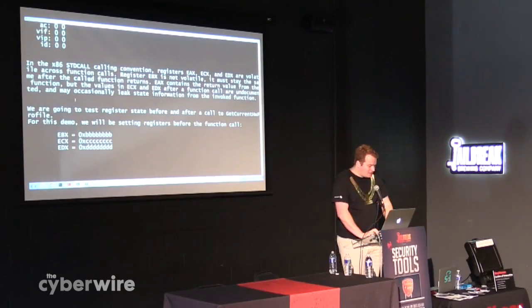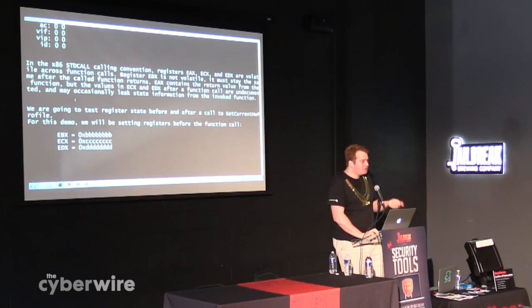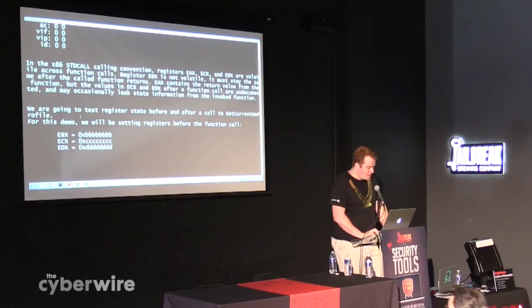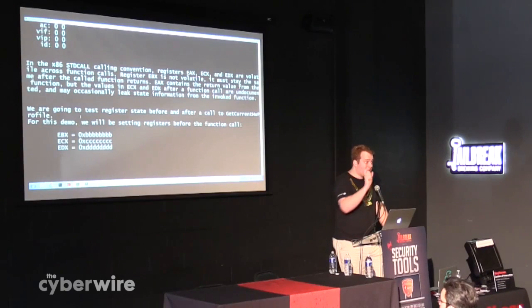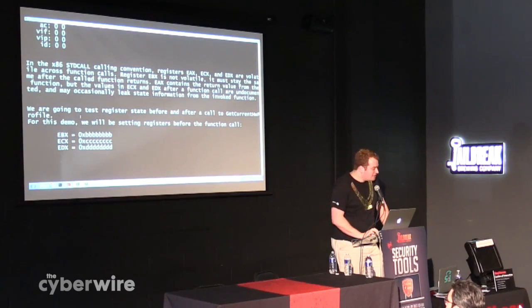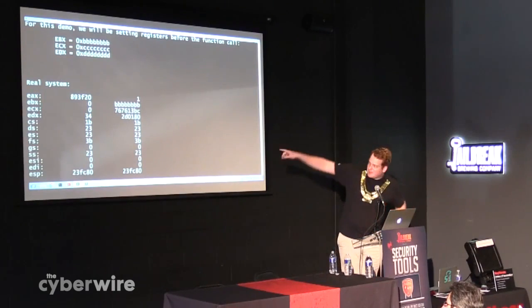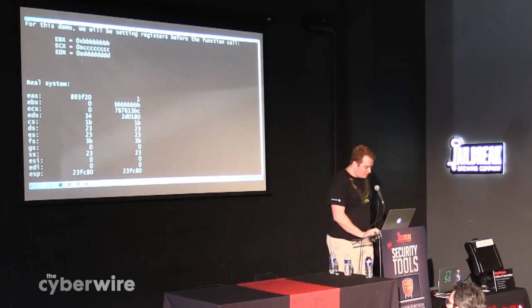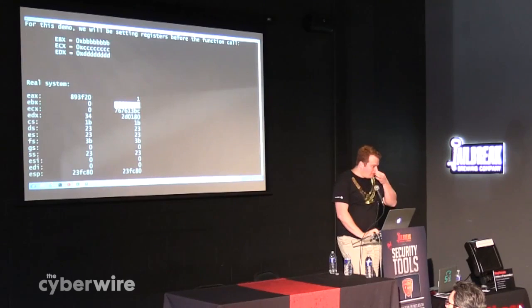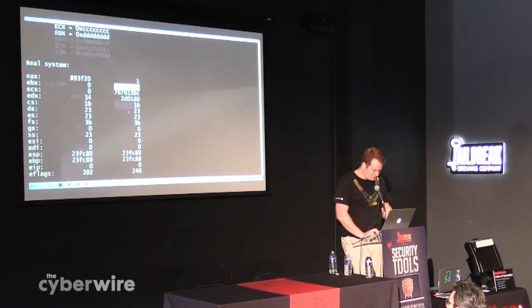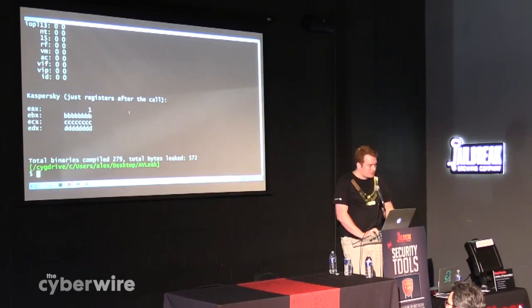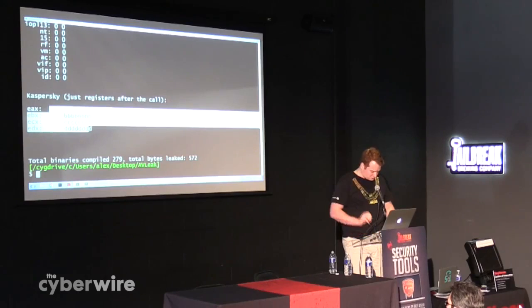Now, another one in the x86 standard call convention, the EAX register has the return value from a call. EBX is not volatile. It has to stay the same before and after a function call. And ECX and EDX are allowed to be smashed, so generally they are. In a real system, if we set EBX, ECX, and EDX to BBB, CCC, and DDD, you'll notice EBX is left BBB after the call, EDX and ECX are smashed. But in Kaspersky, here in the interest of time, we just show the registers after the call. EBX, ECX, and EDX all maintain their value.